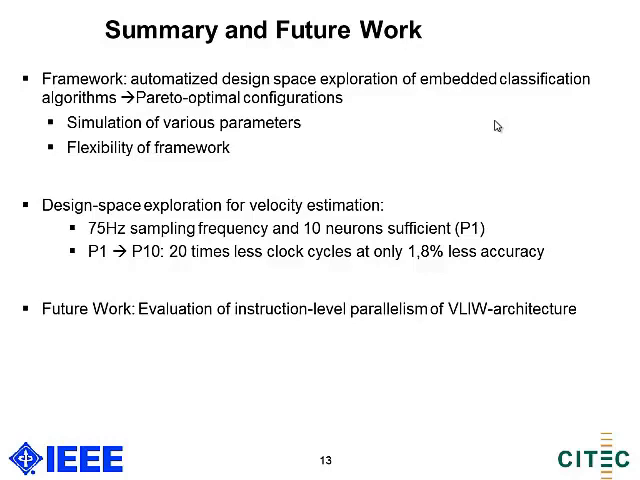For the design space exploration which was carried out here, we found that 75 Hertz sampling frequency and 10 hidden neurons are sufficient to achieve the highest accuracy. However, if your application allows to reduce the accuracy, let's say by 1.8%, then you can choose configuration 10 and save 20 times the clock cycle amount, which will then increase your battery lifetime of the sensor node.